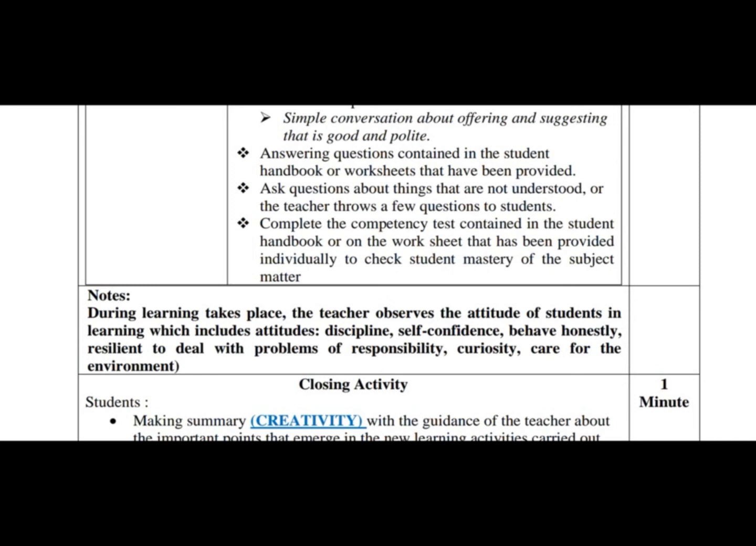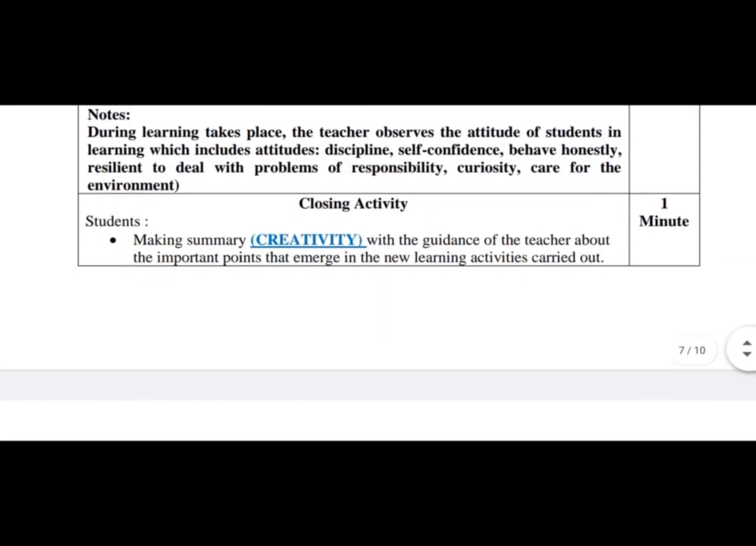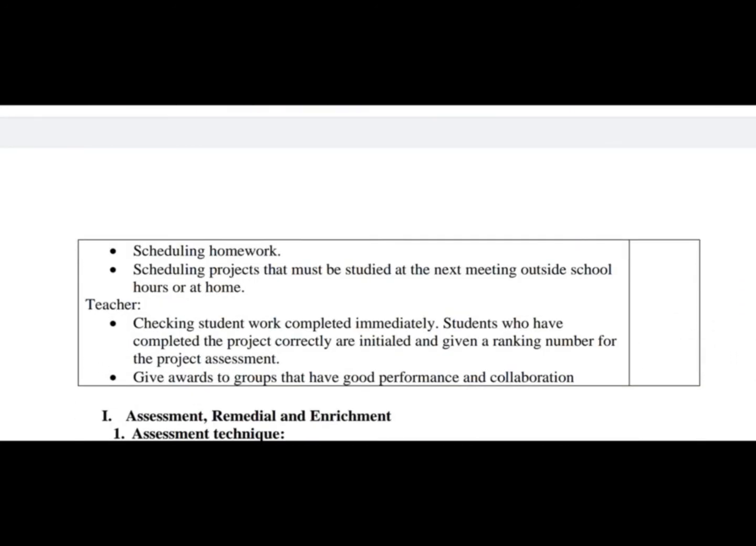The last is the closing activity, for 1 minute. Students make a summary with the guidance of the teacher about the important points that emerge in the new learning activities carried out. Scheduling homework and projects that must be studied at the next meeting outside school hours at home. The teacher checks student work immediately. Students who have completed the project correctly are initialed and given a ranking number for the project assessment. Give awards to groups that have good performance and collaboration.